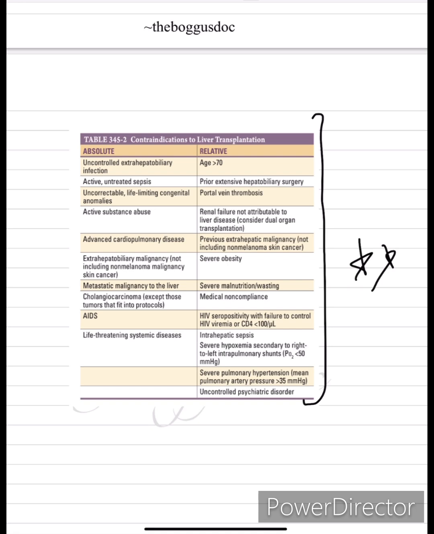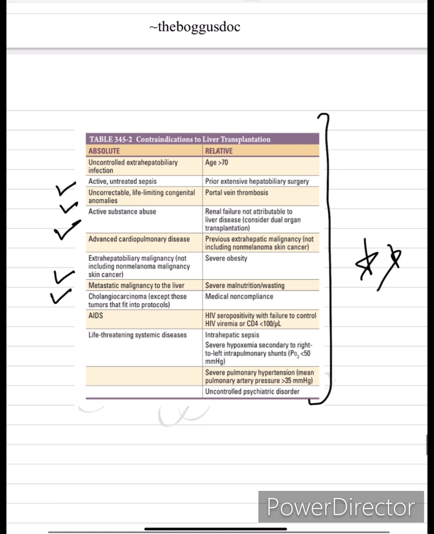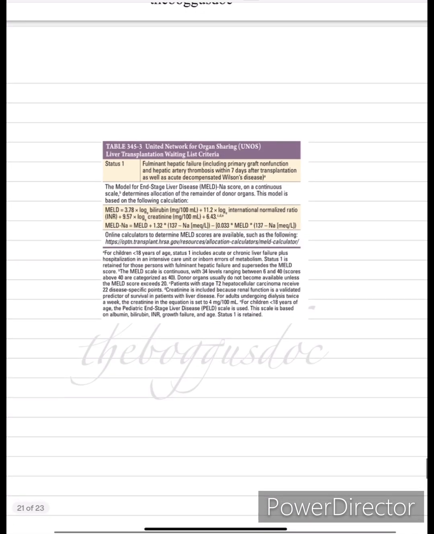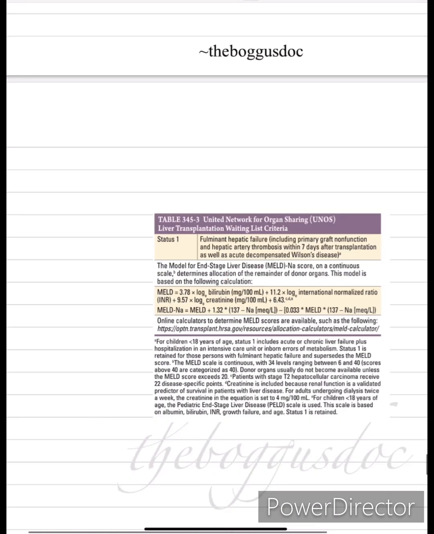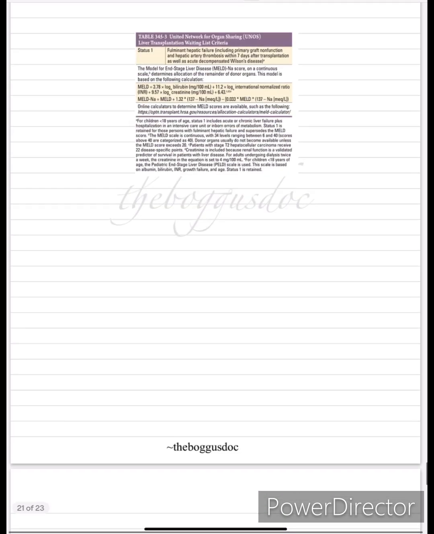You have to rectify these and understand these. Just like active substance abuse, it is an absolute contraindication; untreated sepsis, uncorrectable life-limiting congenital anomalies, extrahepatobiliary malignancy, metastatic malignancy to liver, cholangiocarcinoma, AIDS, life-threatening systemic disease. In all these cases, these are the absolute contraindications. And as I told you, we use MELD.